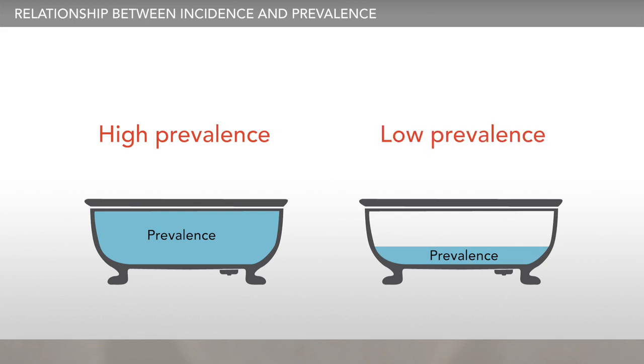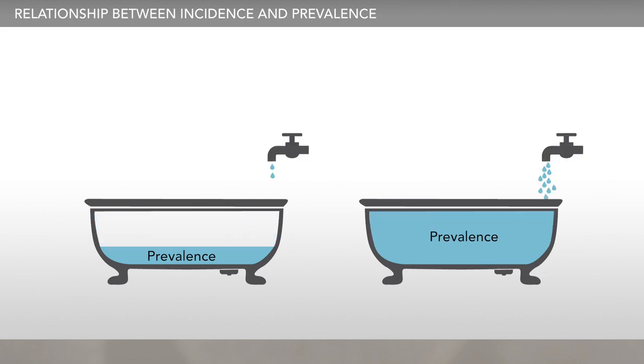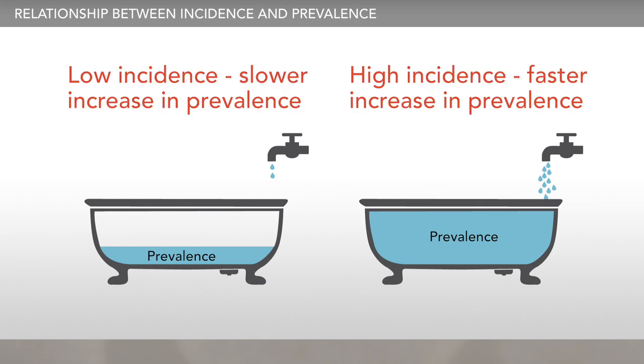So what affects the prevalence of our condition? In other words, what affects the water level? The first factor that influences the level is how quickly more water enters the bathtub. If the amount of water pouring through the tap is slow, then the water level will only increase slowly, as we can see on the left-hand side. If, on the other hand, the flow of water pouring from the tap into the bath is high, then the water level will increase quickly. Here, the flow of water into the bathtub is analogous to the incidence of the condition. The higher the incidence, the faster the prevalence of a condition increases.